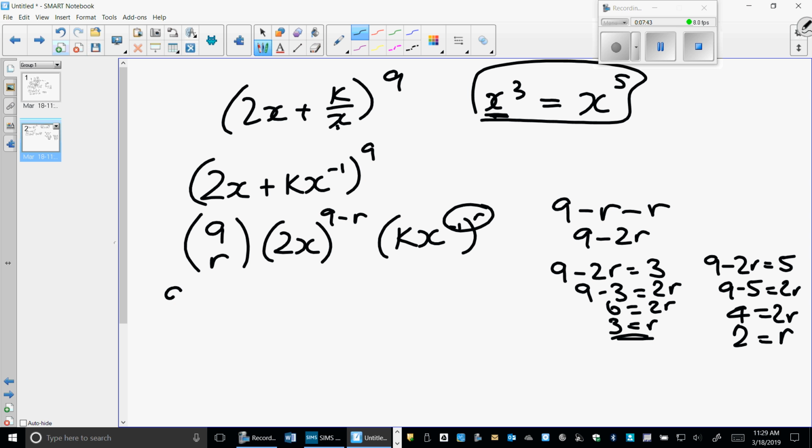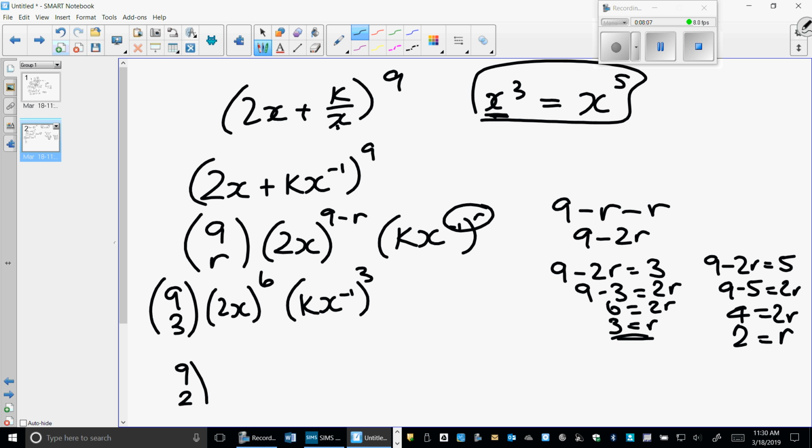So we've got 9C3, 2x to the power of 6, kx to the negative r. No, what was it? Negative 1, this one. kx to the negative 1 of 3. And then we're also going to do 9C2, 2x to the 7, kx to the minus 1, 2. Yes?